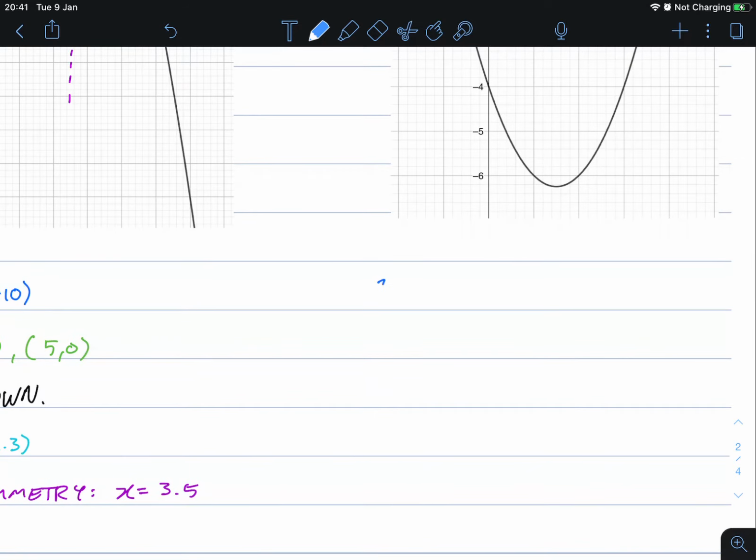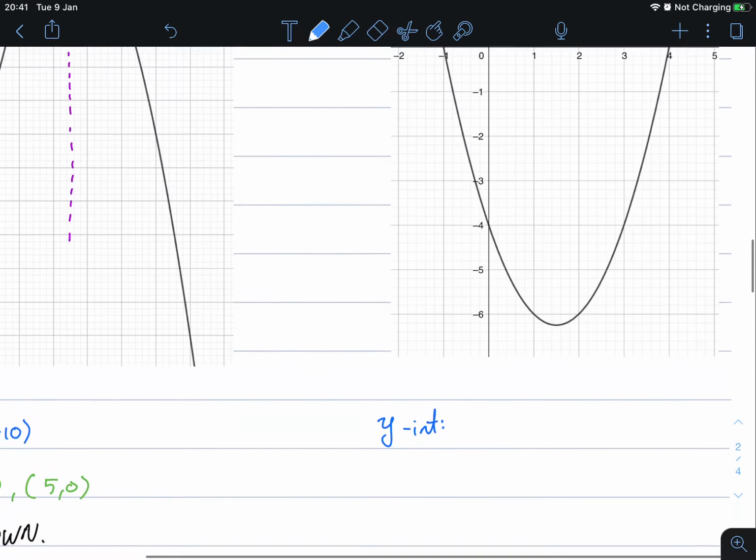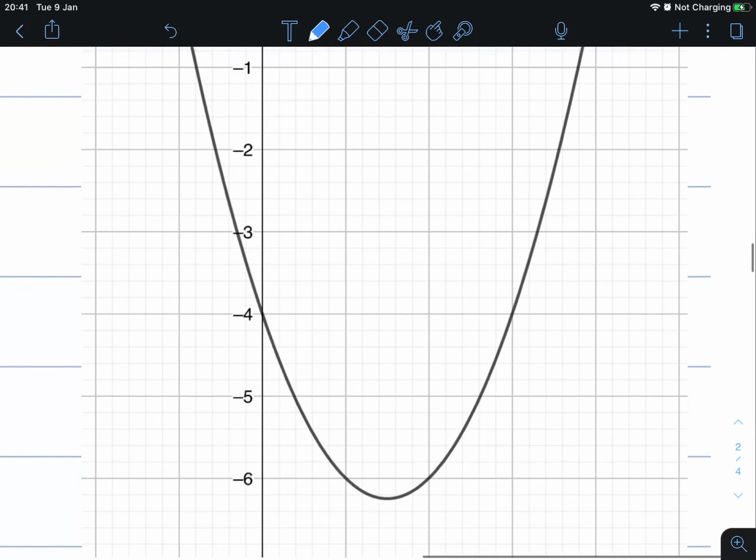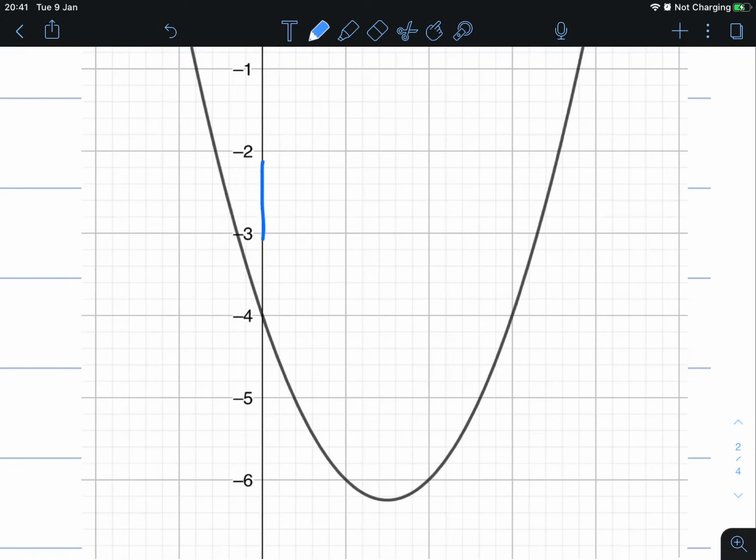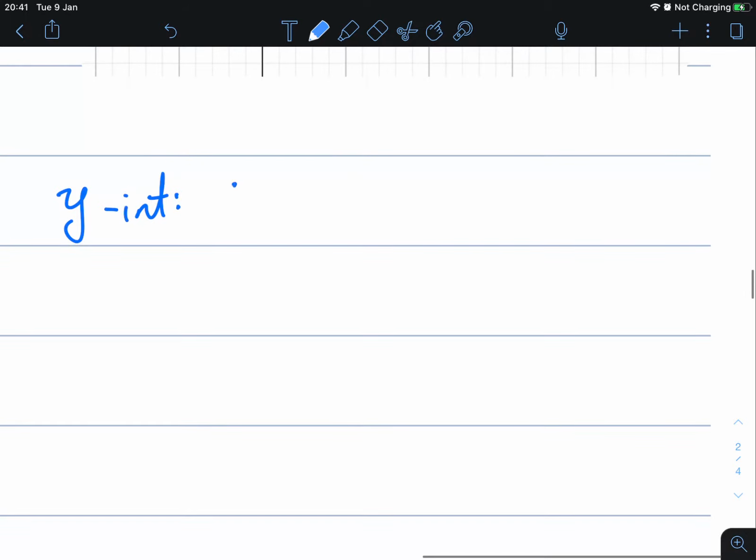Here we go. Let's find the y-intercept first. It's very obvious where it is. It's where the y-axis meets or crosses our graph. It's right there. We can clearly see it is at 0, 4. Sorry, 0, negative 4.